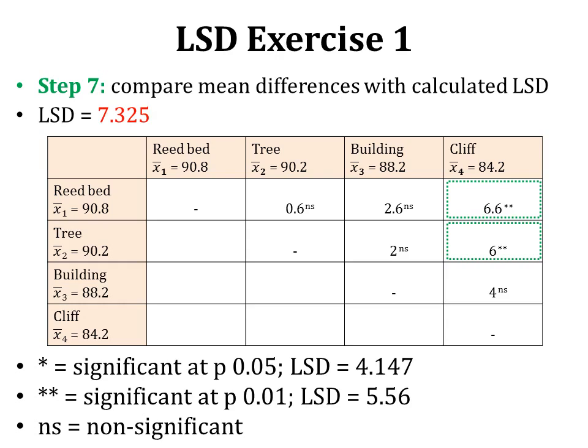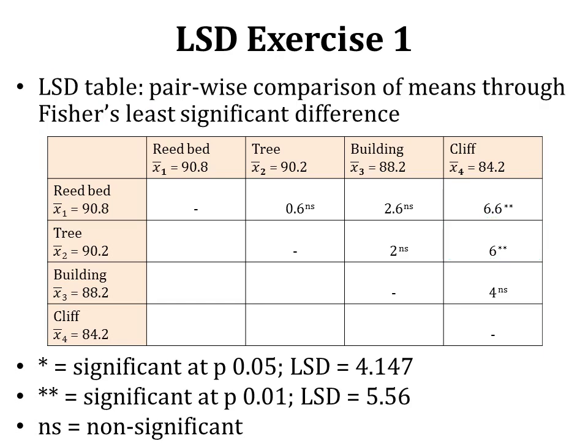So these are different, but these are less than LSD. So are we going to say that these are very highly significant? Because 6.6, which is the difference between reed bed and cliff, is less than 7.325, which means that this is not very highly significant. And the same is true for the next pair, which is tree and cliff, because their difference is 6 and this is less than LSD of 7.325. So we are not going to put the third asterisk for significance level of 0.001, rather we are going to leave them as such.